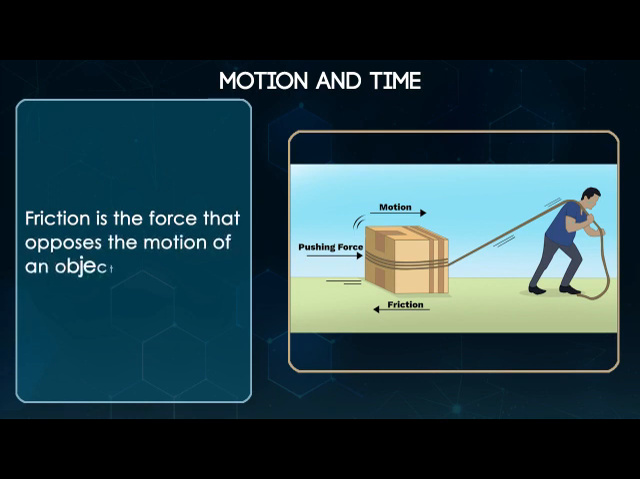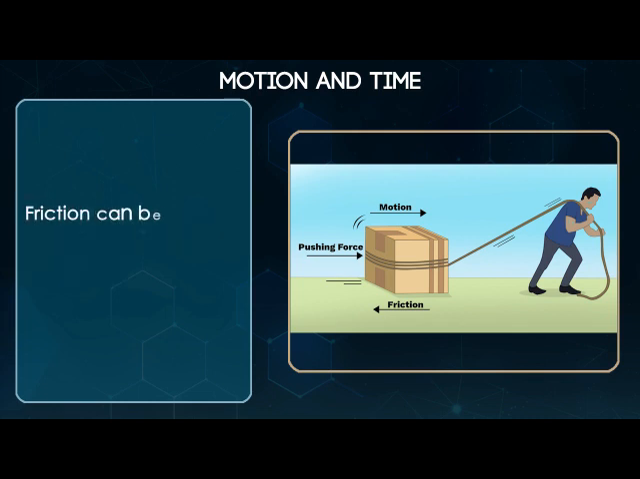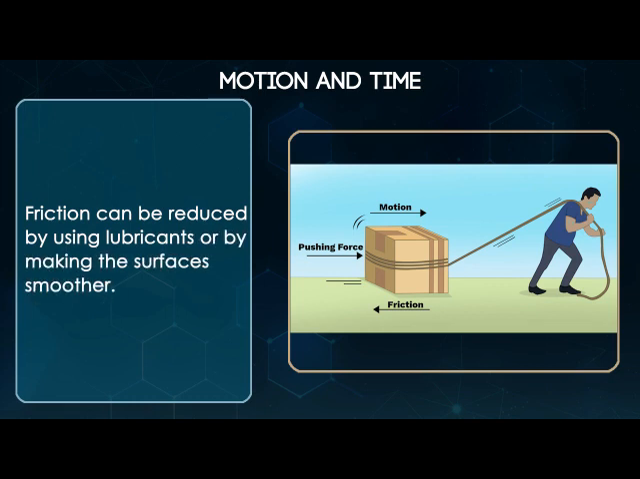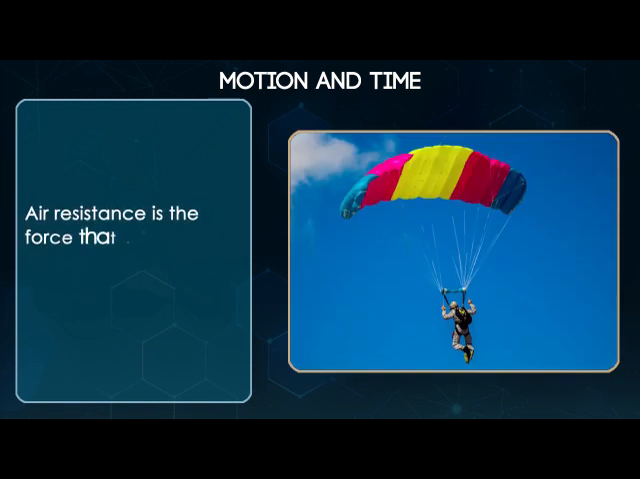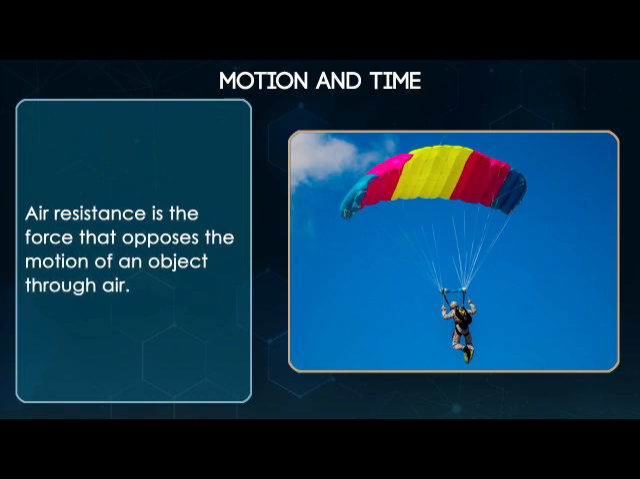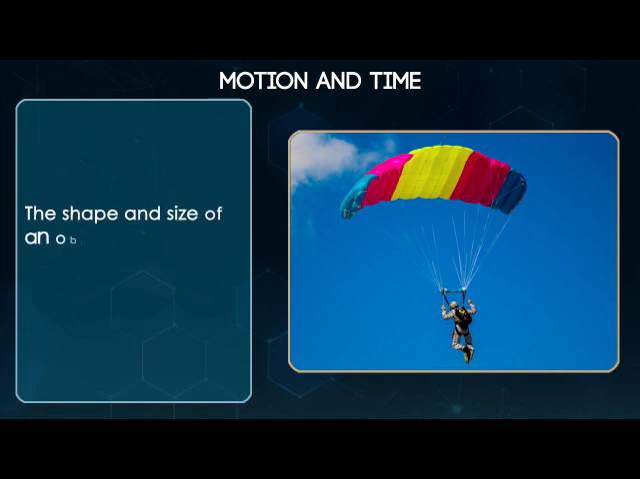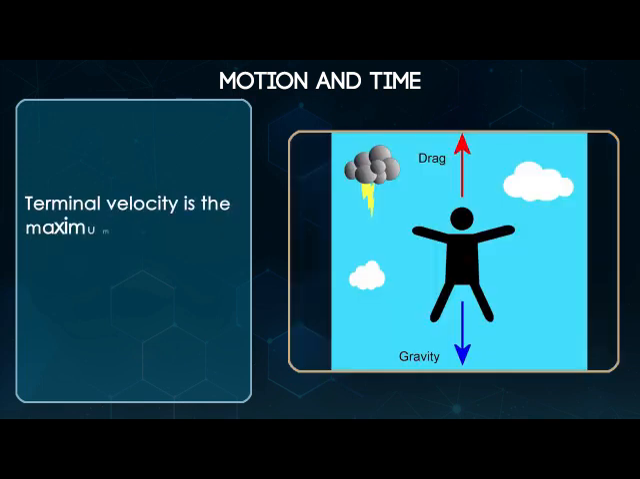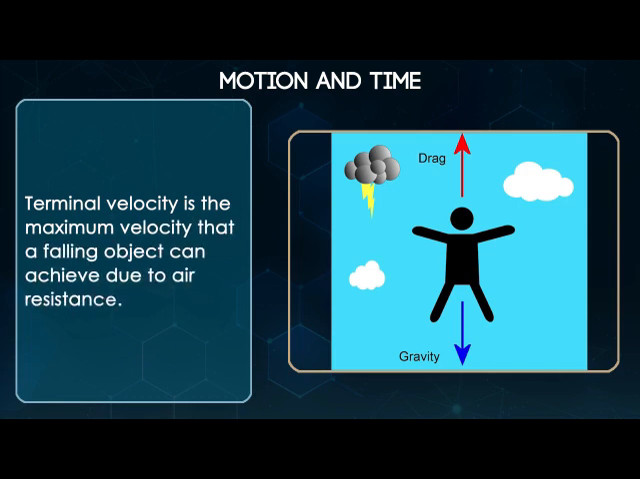Friction is the force that opposes the motion of an object. Friction can be reduced by using lubricants or by making the surfaces smoother. Air resistance is the force that opposes the motion of an object through air. The shape and size of an object affect its air resistance. Terminal velocity is the maximum velocity that a falling object can achieve due to air resistance.